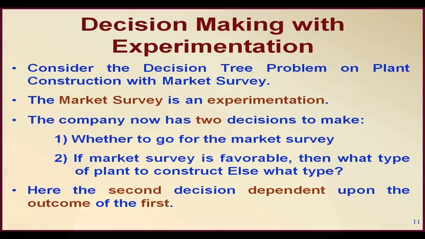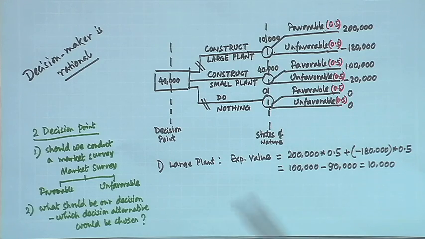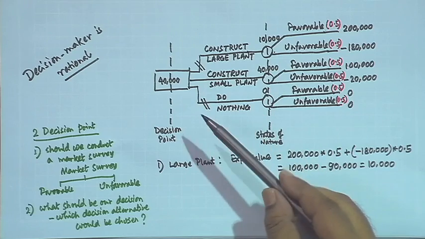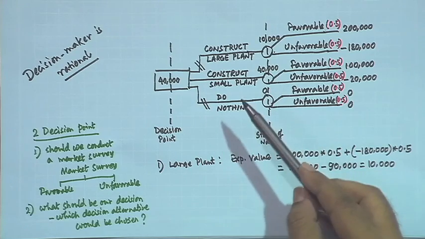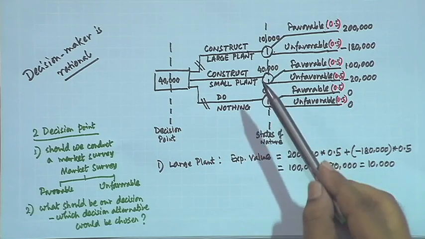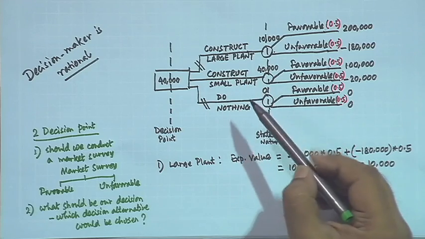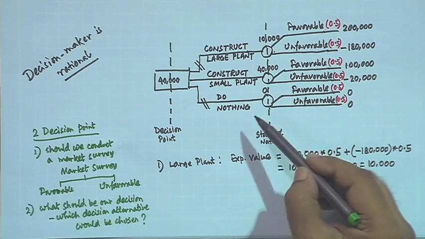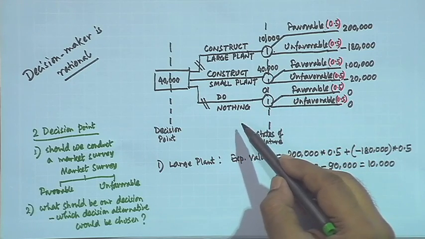Today we are going to discuss what is known as decision making with experimentation. Please look at this diagram here. This particular diagram we had drawn in our previous class. Very quickly, if we look at it, there were three decision options before us: construct a large plant, construct a small plant, or do nothing.